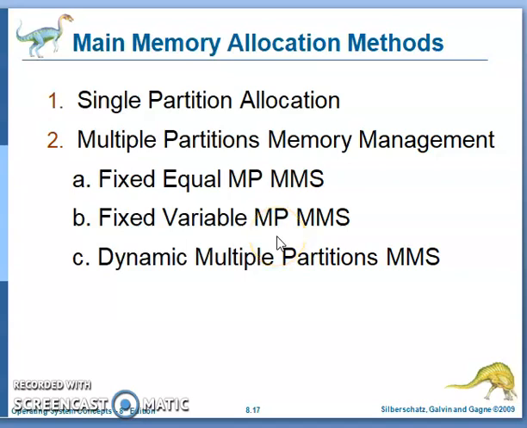Again, welcome to memory management class. This is part 3. I already explained the single partition allocation and multiple partitions memory management system. Under this, fixed equal multiple partitions memory management, fixed variable multiple partitions. In the fixed variable, again I explained 3 things: first fit, best fit, worst fit. All these 3 come under the fixed variable.